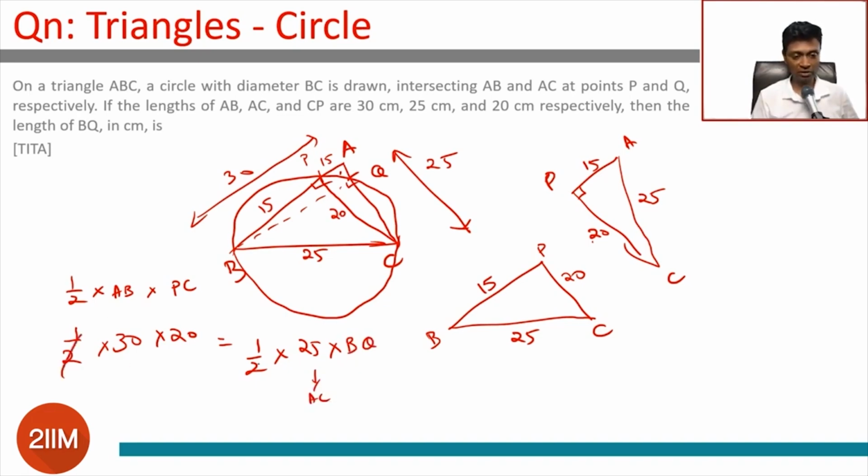This half and half disappear. 25, take off a 5, make this 6. Take off another 5, make this 4. 6 into 4, 24. BQ is 24 centimeters long. Wonderful, wonderful question. Pythagoras theorem and the idea that area is half into base into height.